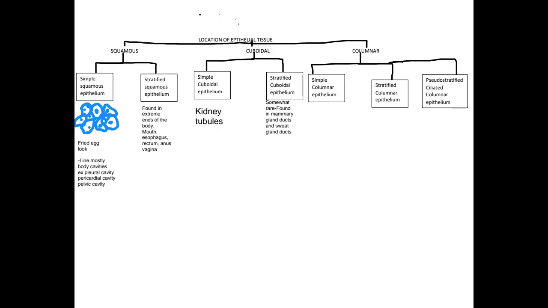Okay, so they line the digestive tract from stomach to rectum. So stomach, small intestines, large intestines, and rectum.